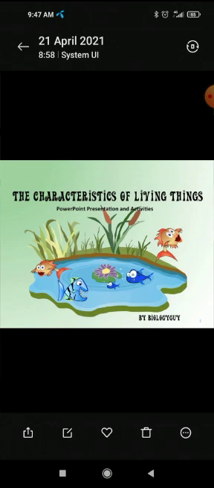Do you remember the name of your unit? Yes, the name of Unit 1 is Characteristics and Needs of Living Things. And in your first lesson, I briefed you about the needs of living things. Today is the turn of the characteristics. We will complete the characteristics and also the life cycles of living things.